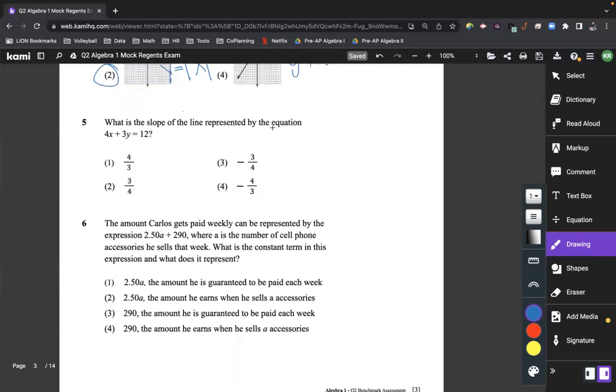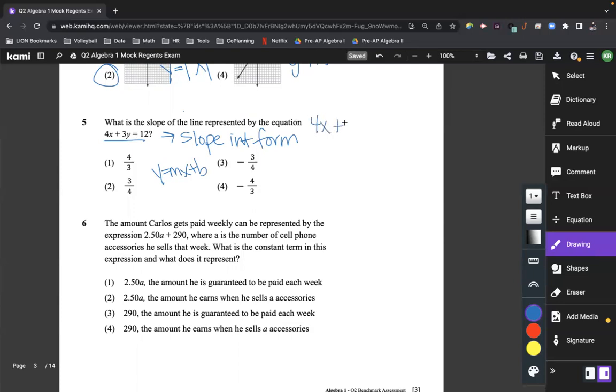What is the slope of the line represented by the equation? In order to find the slope, you first have to convert it to slope-intercept form, which is the world famous y equals mx plus b. Right now it's in the form ax plus by, and you've got to convert it.